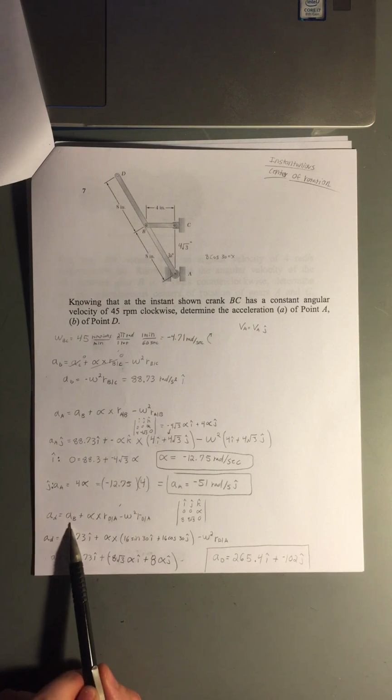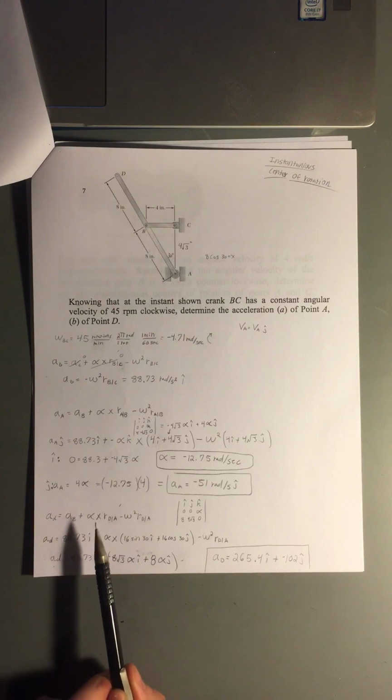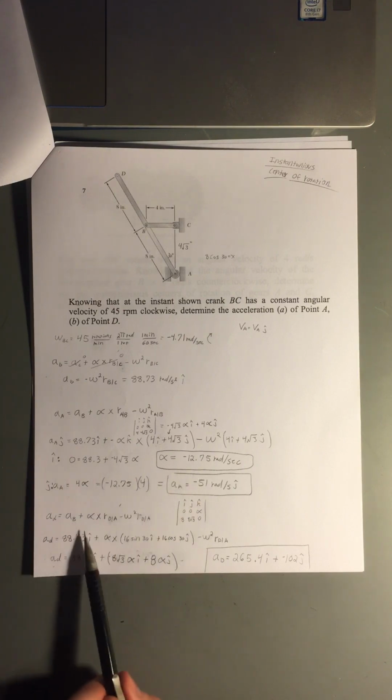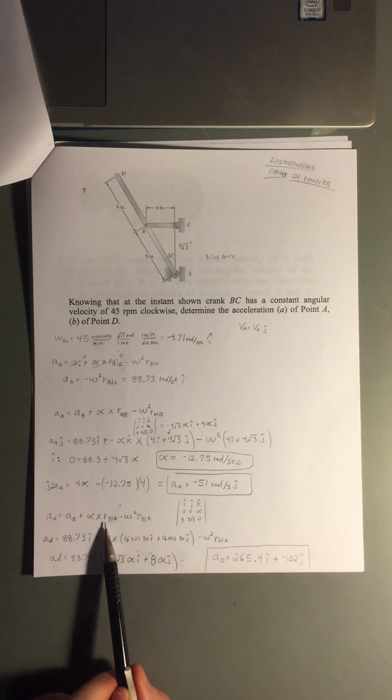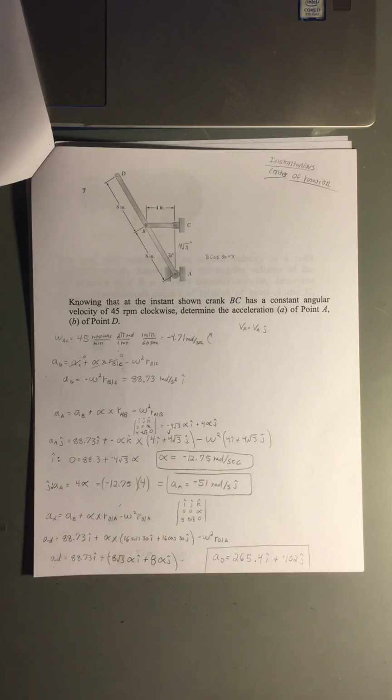So we know the acceleration of B from above. We just barely calculated alpha here. And then we can do a similar thing for the r term here, breaking it into components. So we have 16 sine 30 and 16 cosine 30. And then our final term, omega squared r. And so looking at this, we have everything we need to solve for the acceleration of D.